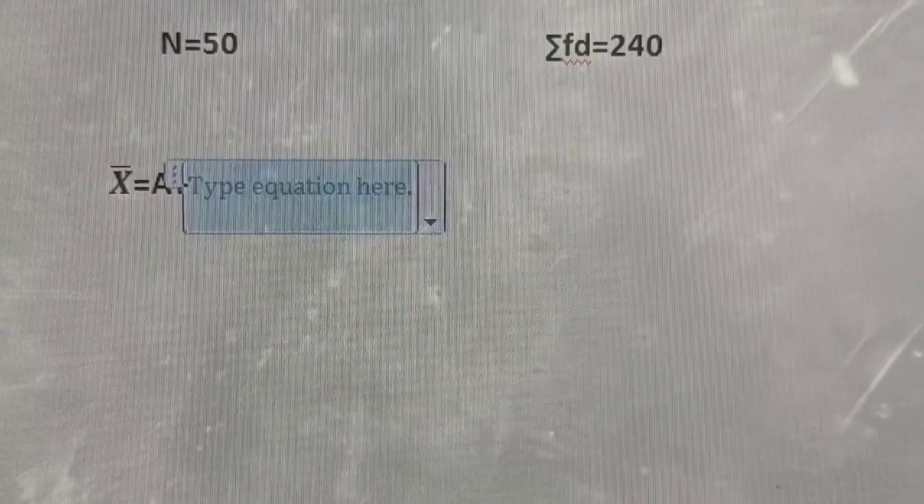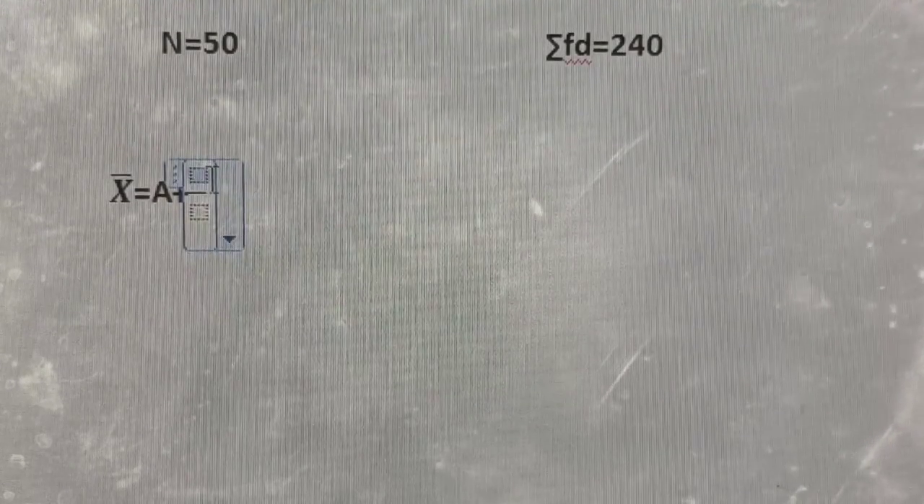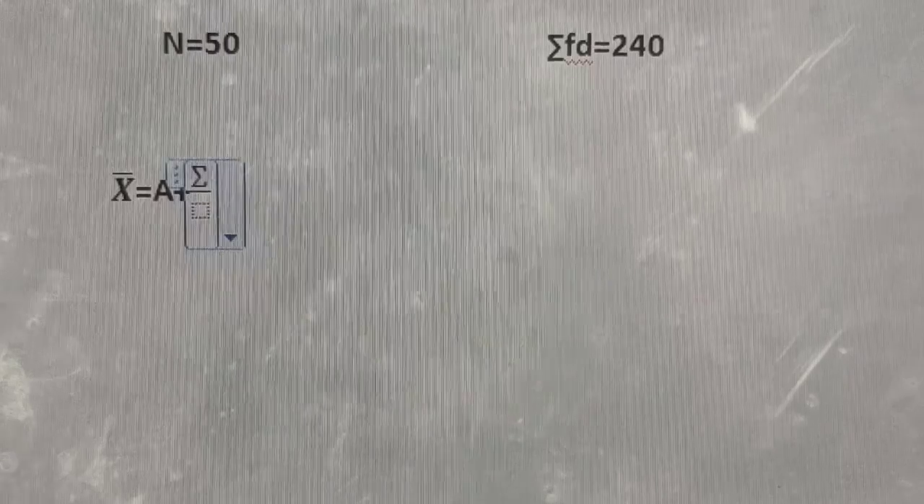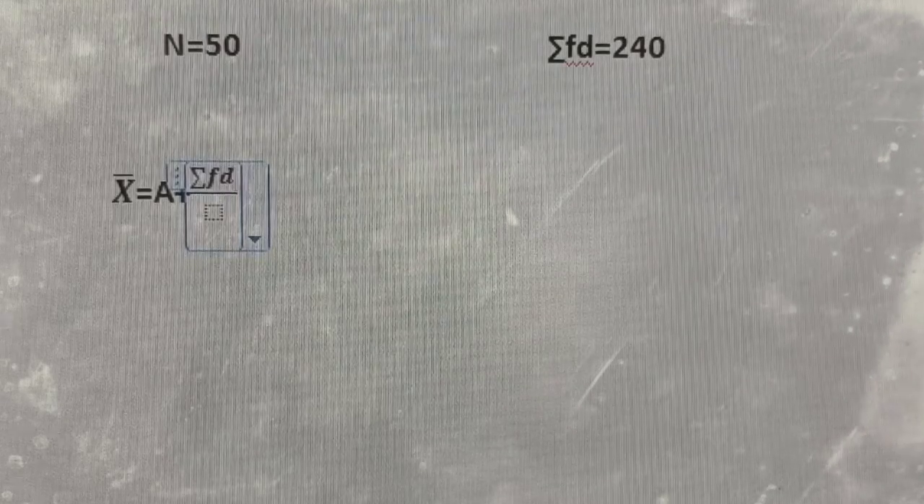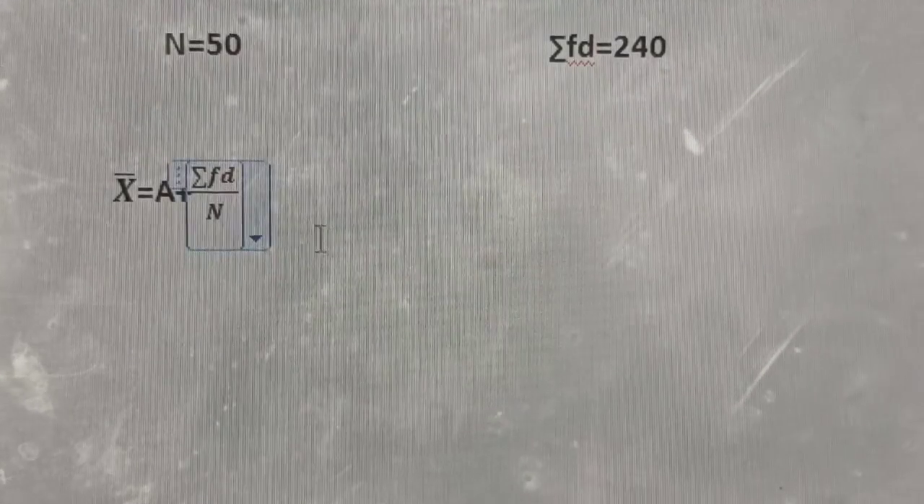X bar equals to... here, it becomes how much? The formula is a plus summation fd by n. Okay, this is the formula: a plus summation fd by n.